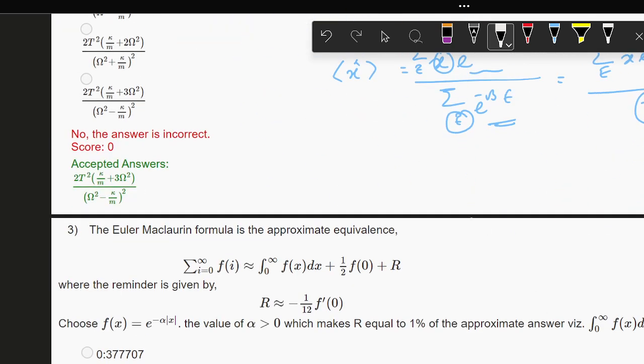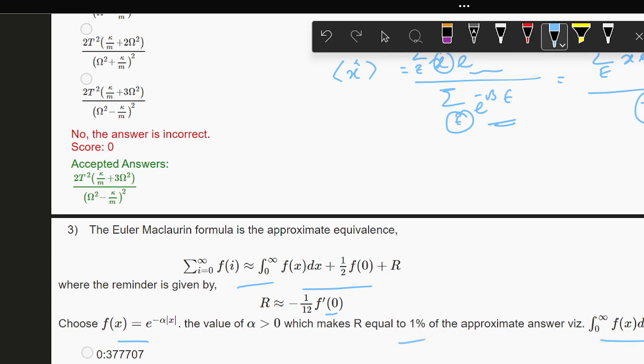So for this third question, this is easy because you have a formula given. The summation is given as this integral, where the remainder term r has a specific form given as this, and the form of the function is also given as f(x) = e to the power minus alpha mod x, where the alpha value is greater than 0. It is said that if your r value, that is the remainder value, is 1% of the approximate answer, that is this.